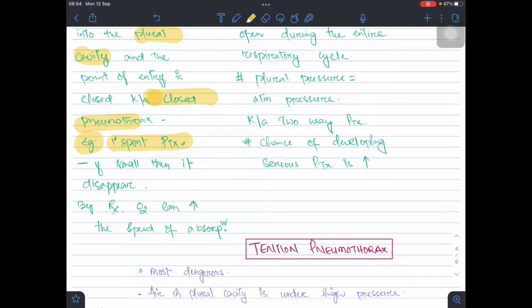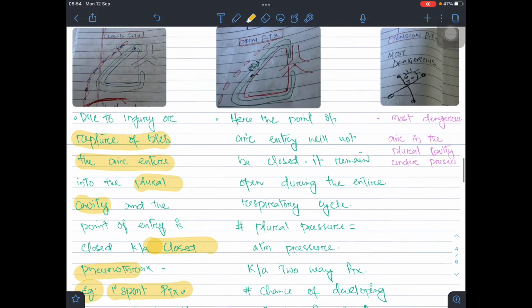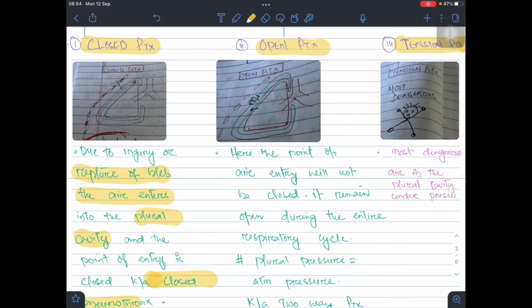The amount of air entry is very small and it can disappear. To make the air disappear as soon as possible, oxygen is given. So in the treatment, it can speed up the absorption. In the next step we will be talking about open pneumothorax.